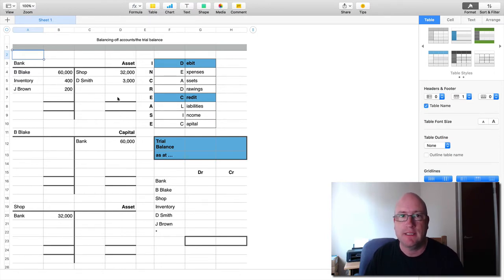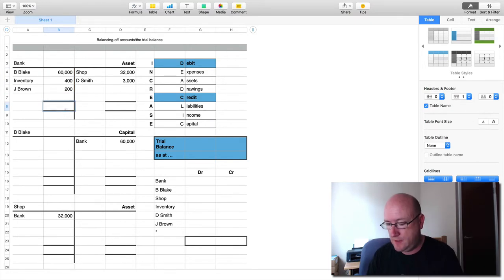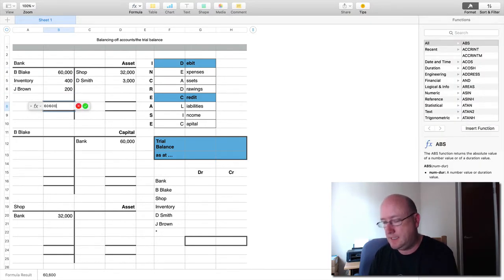So how do we balance the accounts off? There are a few different methods of remembering how to do it, but I'm going to use the most basic one. You can see in this account that the debit side is bigger than the credit side. The debit side comes to £60,600, and the credit side comes to £35,000. So we know this side is bigger, so we can put the total of the bigger side straight in the total column. I know that it's 60,600, so I'm going to put in there equals 60,600.